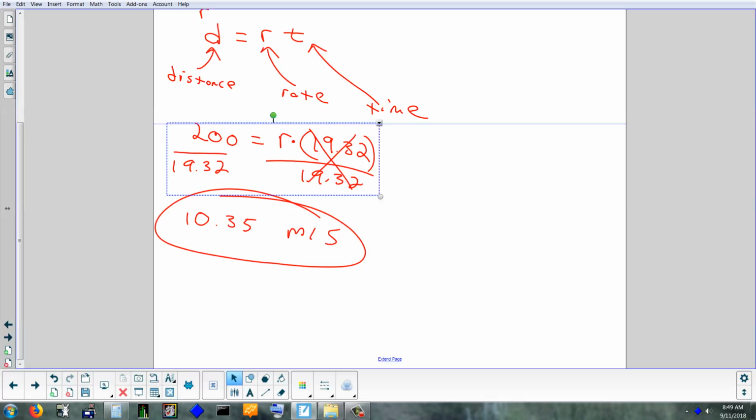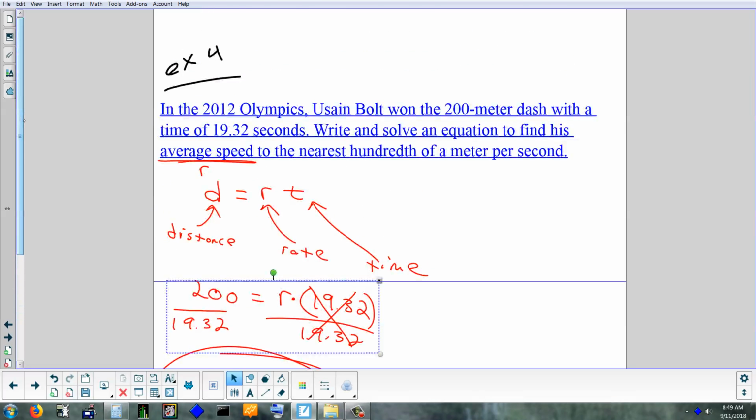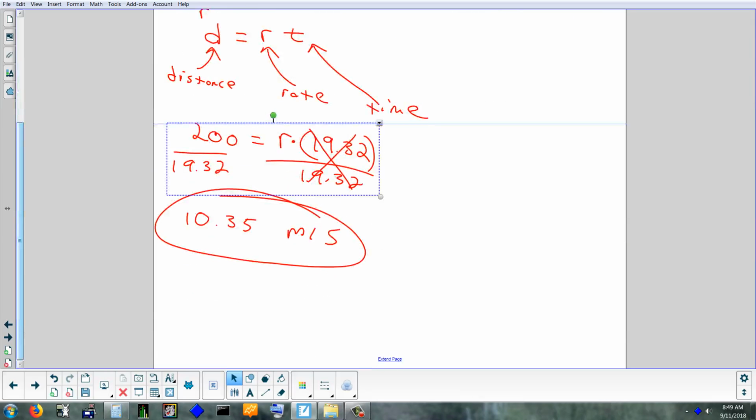Now remember, that's a sprint, right? It's not like he's running 26 miles at that speed. He's just running that speed for like 19 seconds. So he can do it for a short period of time, and that's it. Okay, so it's a 200 meter dash, not like a marathon. All right. So any questions on that one?